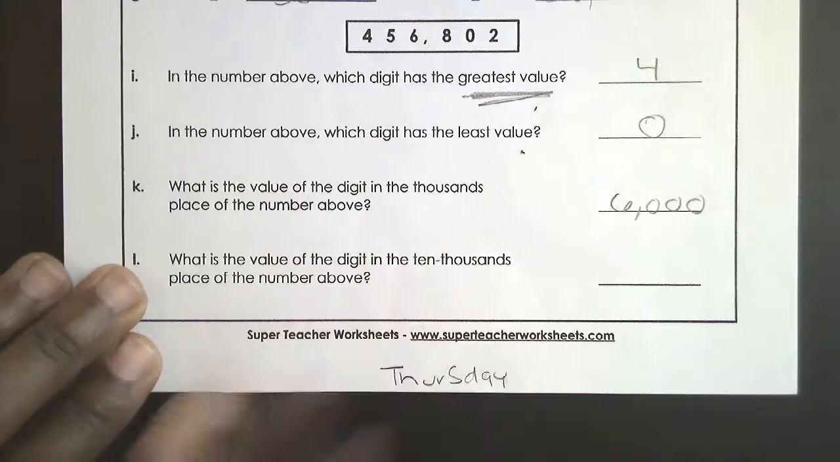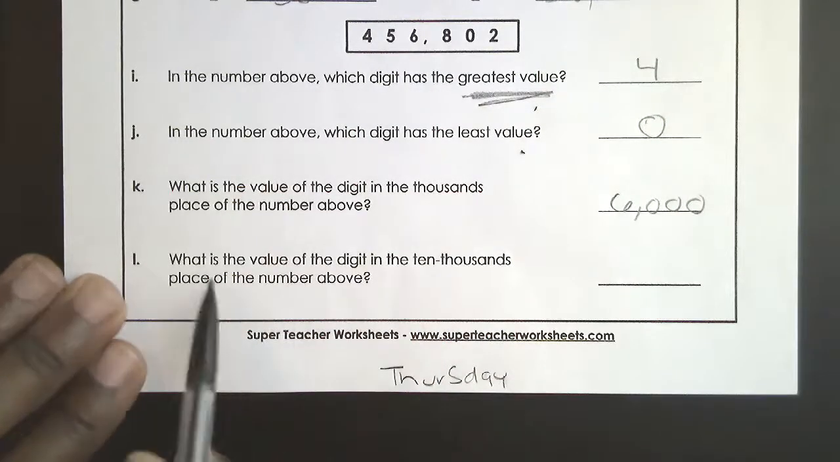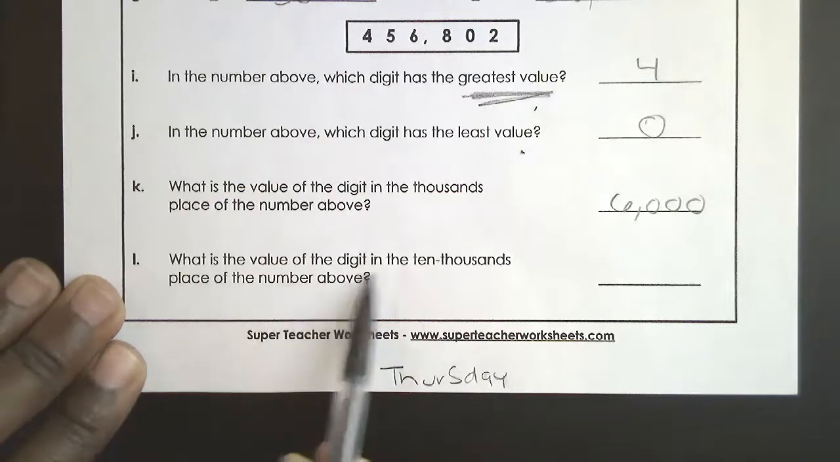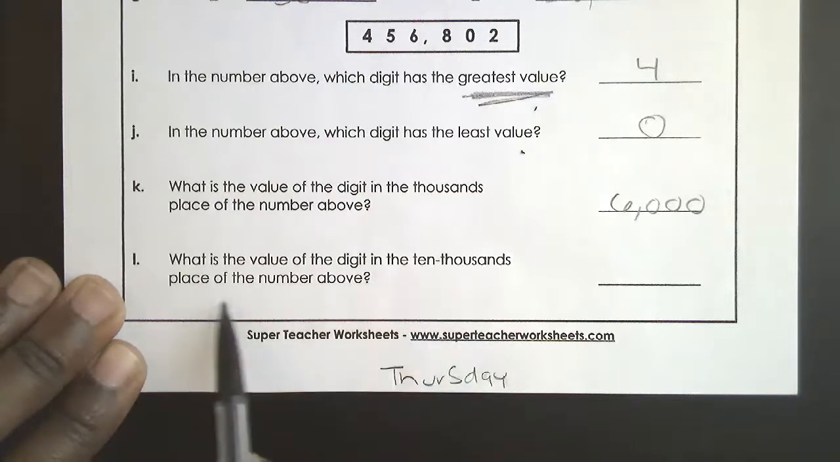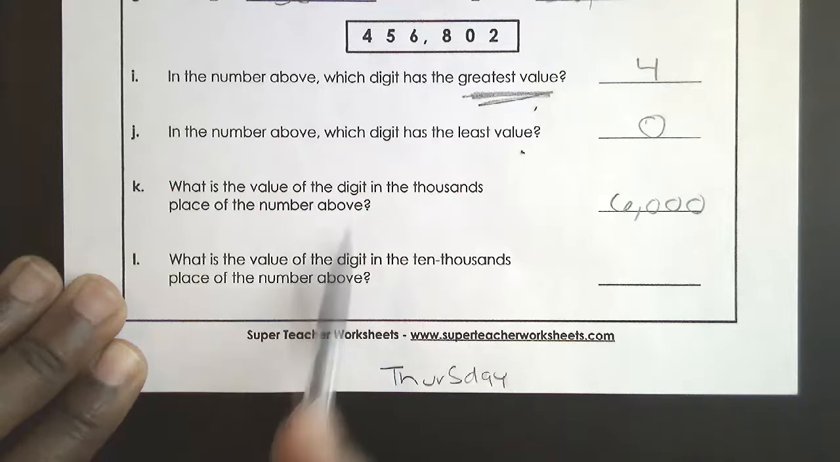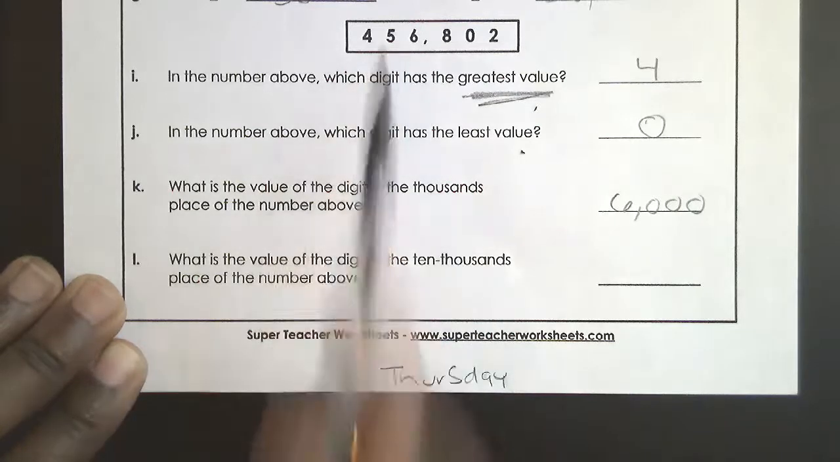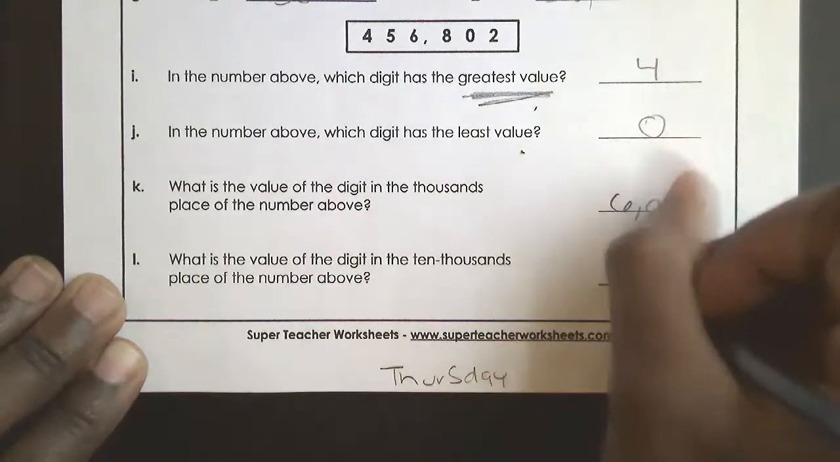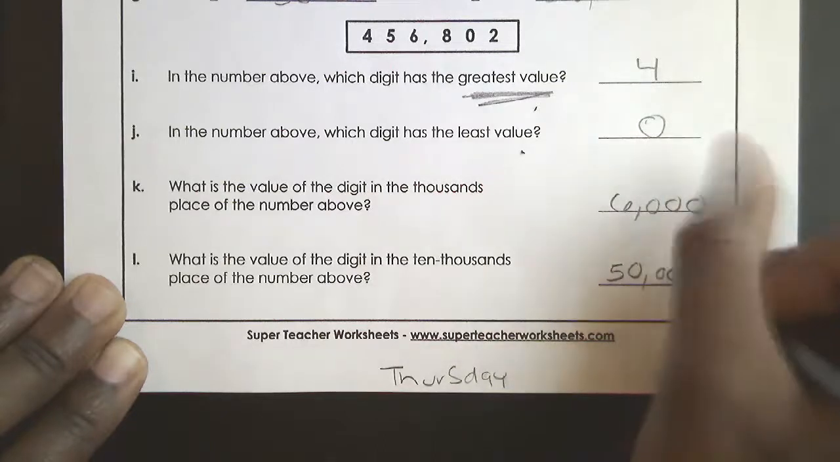All right, and our last one, here we are. It says, what is the value of the digit in the 10,000s place of the number above? So taking a look at the 10,000s place, we see that 5 there. So if it's the 10,000s place, it'd be 50,000.